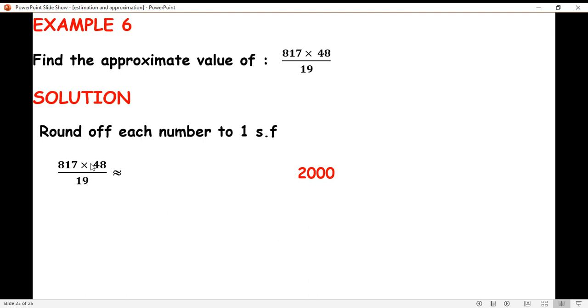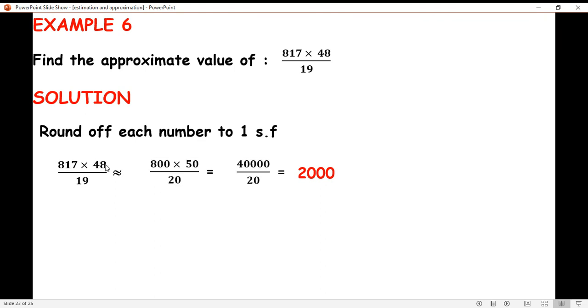As you can see, after rewriting this, look at 817. 8 is the first significant figure here, which makes 8 the target digit. Look at the next digit after the target, which is 1. It's not up to 5. So these two numbers return to 0 while you drop down 8, which will give us 800.